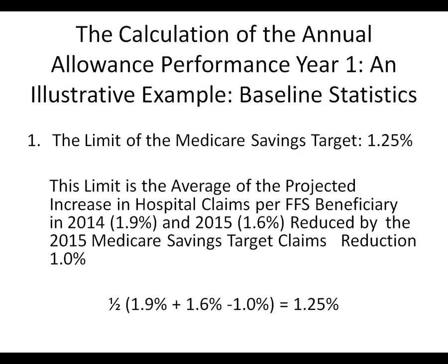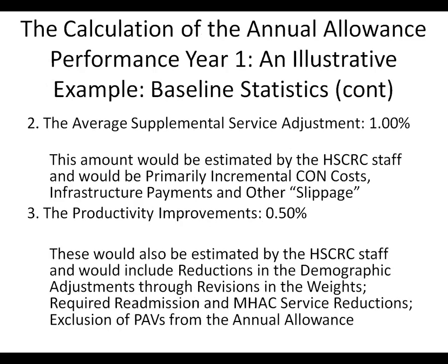Okay, then the second estimate that we need to make is the average supplemental service adjustment. In this example, I've used 1%. This is completely unrelated to facts or any information about how much the CONs will cost this year. It's just an illustrative number. I've assumed 0.5% for productivity improvements.